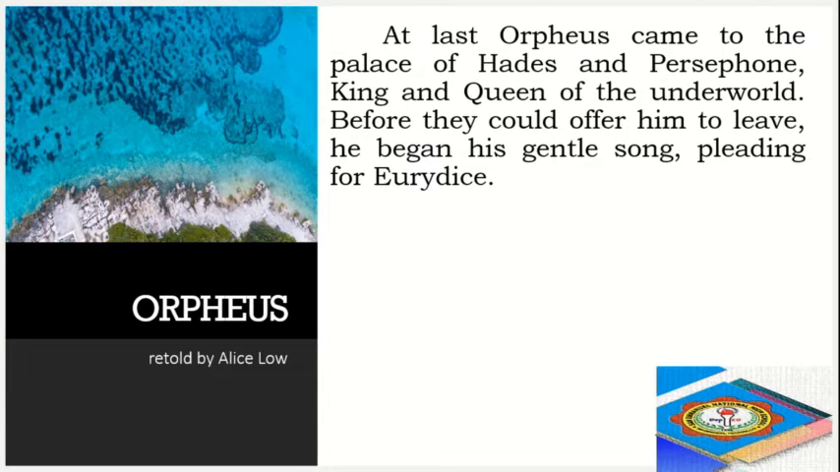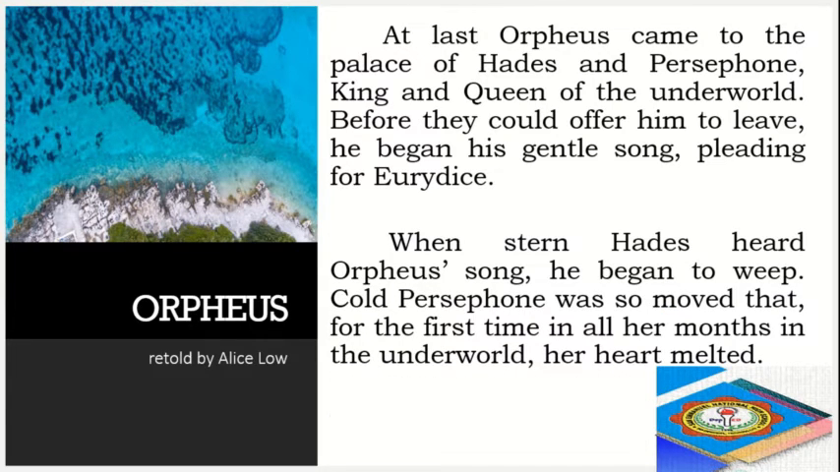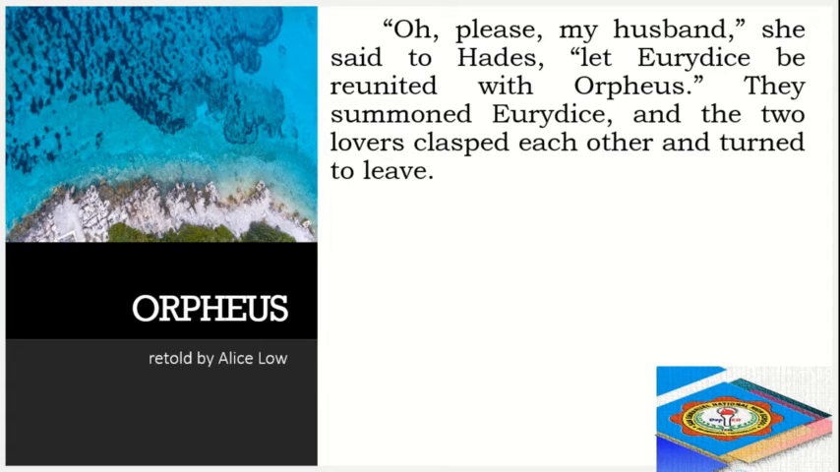At last, Orpheus came to the palace of Hades and Persephone, the king and the queen of the underworld. Before they could ask him to leave, he began his gentle song pleading for Eurydice. When stern Hades heard Orpheus' song, he began to weep. Cold Persephone was so moved that for the first time in all her months in the underworld, her heart melted. "Oh, please, my husband," she said to Hades, "let Eurydice be reunited with Orpheus."